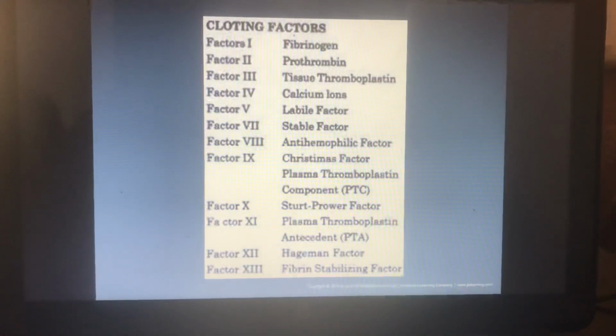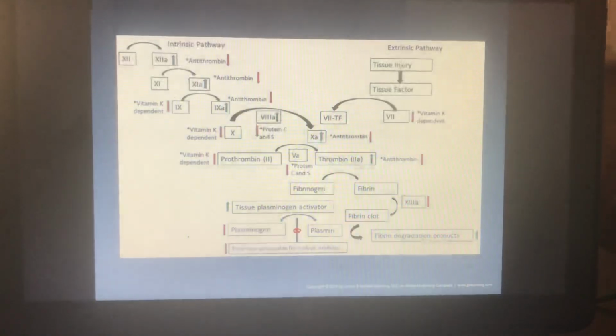There are 13 of them. I put the slide in. I'm sorry it's a little fuzzy, but do not memorize these. Do not try to memorize all these at all. But in there, there's a pathway. There's actually 2 pathways. And I'm going to put this all together. Just give me a second.